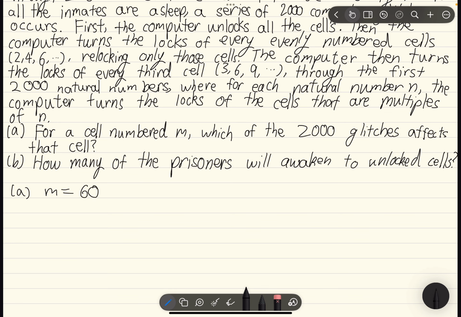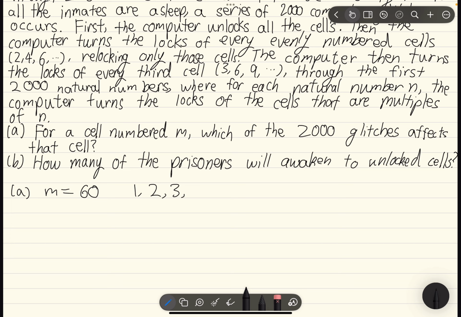60. 60 has quite a lot of factors. Then which glitches would affect the 60th cell in any way? Well, obviously the first glitch would, because it unlocks every cell. And then there would be the second glitch, because 2 is a factor of 60, so 2, 4, 6, 8, 10, and then all the way up to the 60th cell. And then the 60th cell would be affected, right?